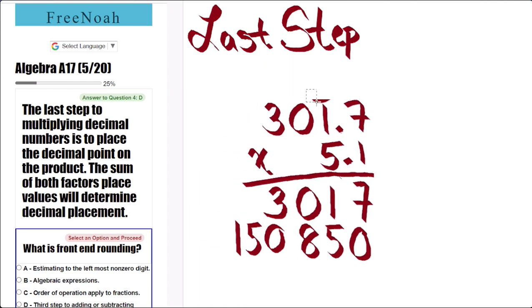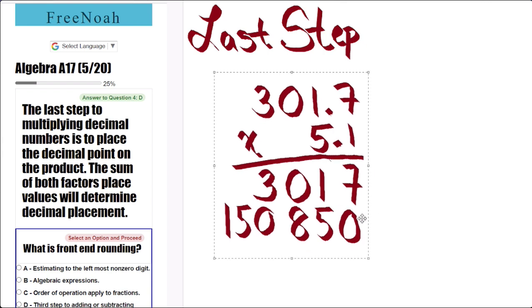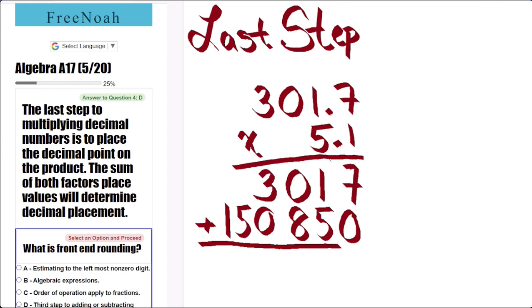Alright, let's clean it up a little bit so we can start the addition process of the rows. 7 plus 0, that'll give us 7. 1 plus 5 gives us 6. 0 plus 8 gives us 8. 3 plus 0 is 3. 5, just bring it down, and 1, just bring it down here.